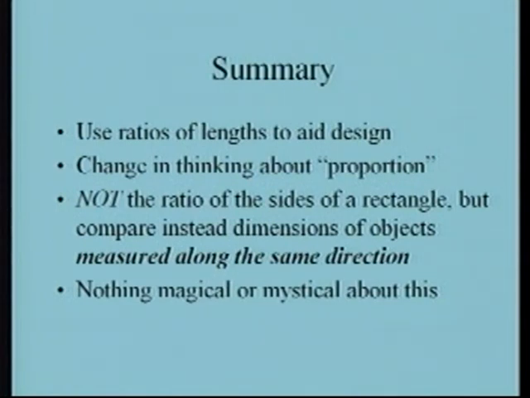So a summary of what we have done before I go into something else totally new. I want to use the ratio of lengths to aid design and to introduce a change of thinking about proportion. Proportion has been identified as the ratio of the size of the rectangle. Well, that's not what I mean. Instead, I want to compare the dimensions of objects measured along the same direction. So these are the ratios of objects that I can measure along the same direction, either vertical, horizontal, along the 3 dimensions actually. We have the 3 X, Y, and Z directions, and we can apply the universal scaling to all 3 directions. And there's nothing magical or mystical about this, as there is a cloud of mysticism associated with a golden section, and of course, as a scientist and mathematician, I don't buy any of that.